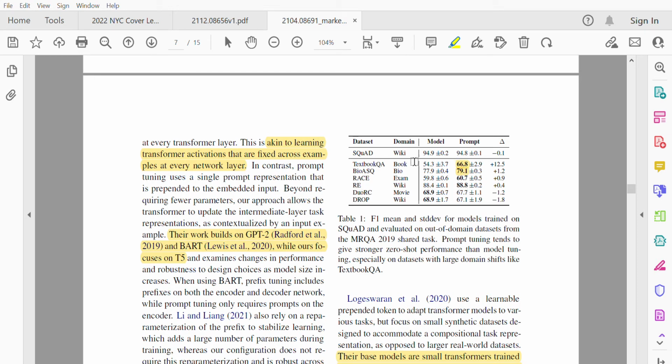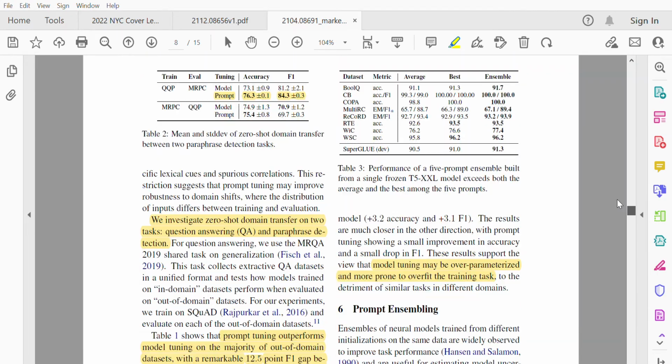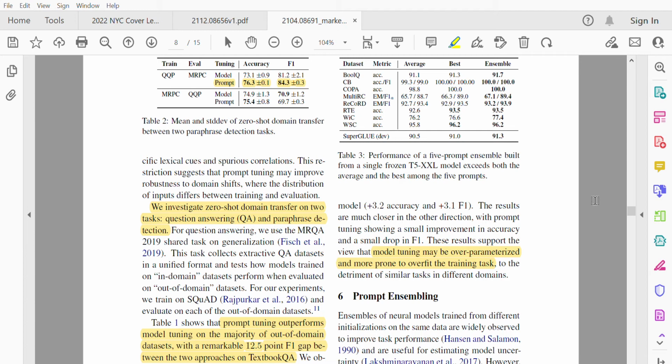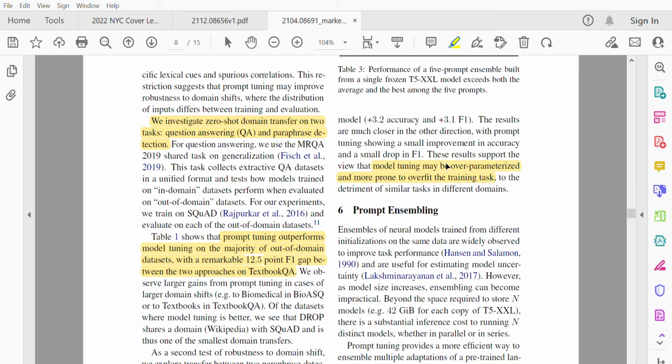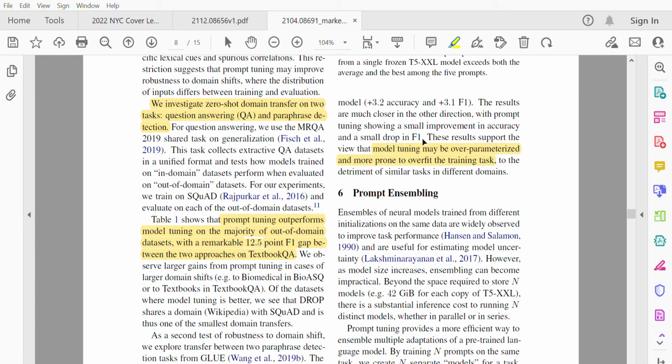They hypothesize this is partially because textbook QA and BioASQ are more domain specific than some of these other tasks are. So there's almost like some more specific language to be used for textbook QA than for DROP, for instance. And as such, it's easier to tune that without basically overfitting the model, because you're only tuning the prompt. Yeah, they say model tuning may be overparameterized and more prone to overfit the training task.